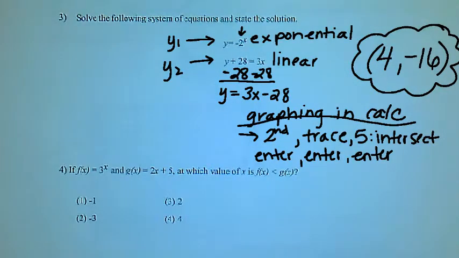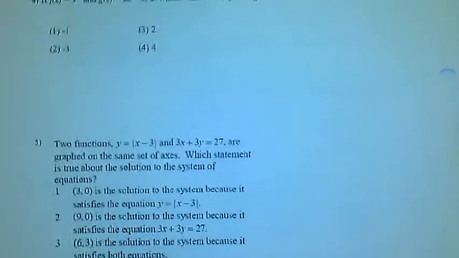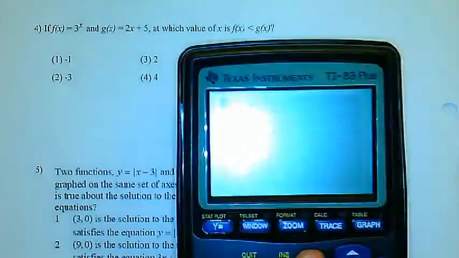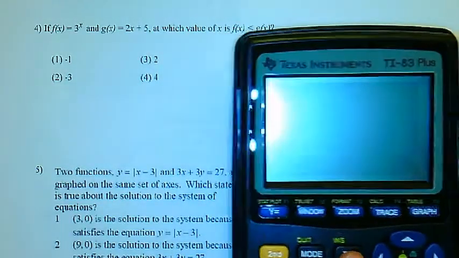All right, number 4. Okay, so if f of x is 3 raised to the x power, and g of x is 2x plus 5, at which value of x is f of x less than g of x? So, again, I'm going to put this into my calculator.